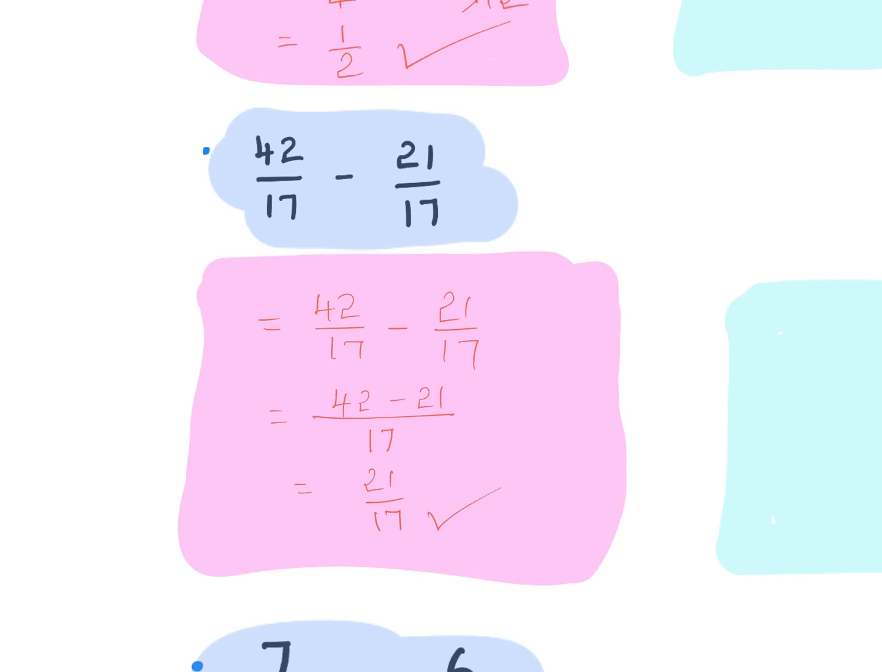Once again I will say 42 by 17 minus 21 by 17. Now we have a common denominator in both values, so we take the common denominator 17 and the numerator 42 minus 21. 2 minus 1 is 1, 4 minus 2 is 2, so 21 by 17. We can check if there is any possibility to reduce this to the lowest term. No. So that's it. If you want, we can write it in decimal, but we will discuss fractions only. So we write 21 by 17.